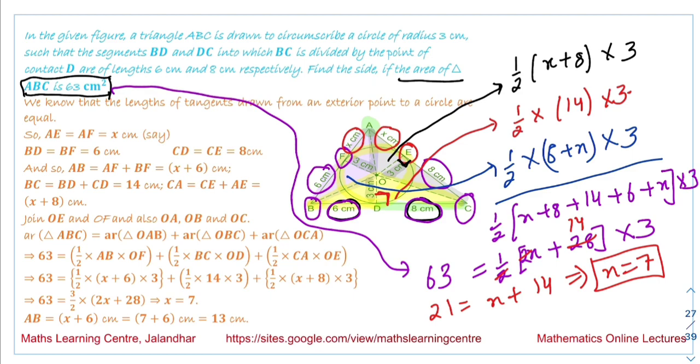So the sides of this triangle, they are 6 plus 7, that is equal to 13 centimeter, and over here 8 plus 7, that is equal to 15 centimeters.